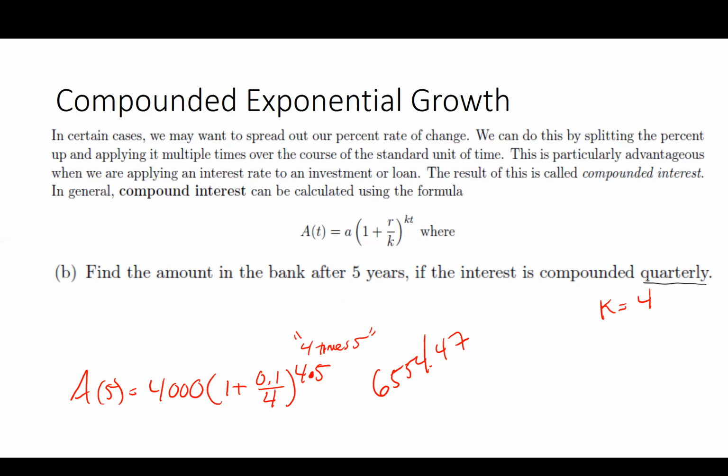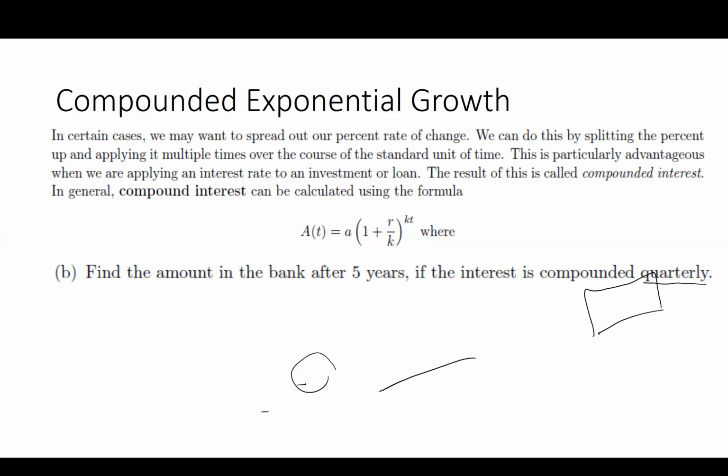If you ended up with $6,554.47, you did this correctly. Here we're saying all the values are the same, but K is equal to 4. So everywhere I see a K in the formula, I'm just going to go ahead and put a 4 in its place. Okay. So think of the exponent as 4 times 5, that's to the 20th power. And this is what I end up with.